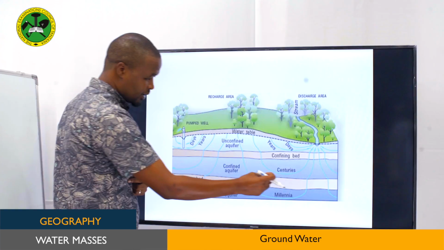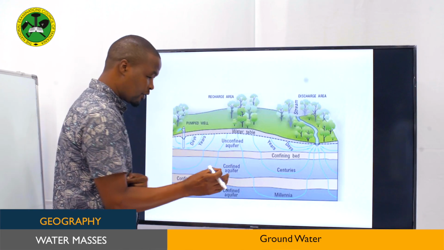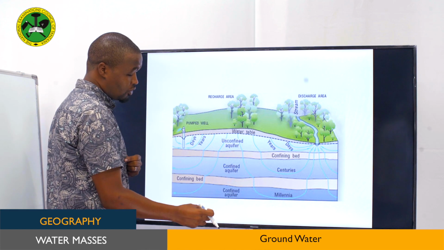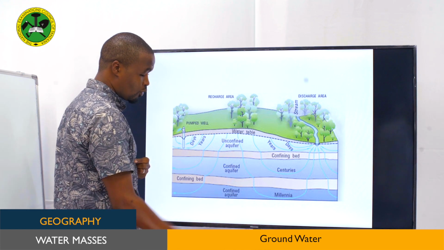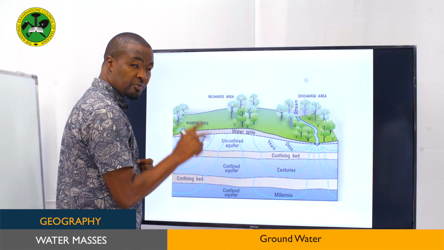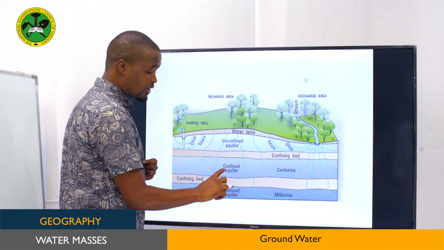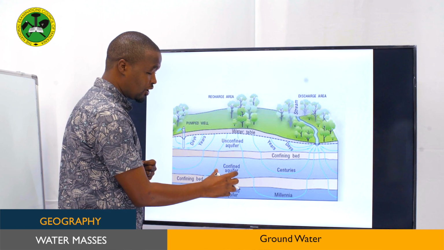Then we have another diagram. I explained something known as aquifer. I told you aquifer refers to the layer of rocks underground which saturate water and contain the underground water. We call it the aquifer. So I explained two types of aquifer earlier, that we have the unconfined aquifer as well as the confined aquifer, as you can see right here.